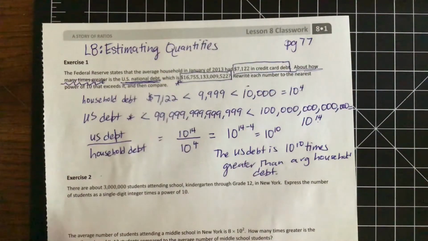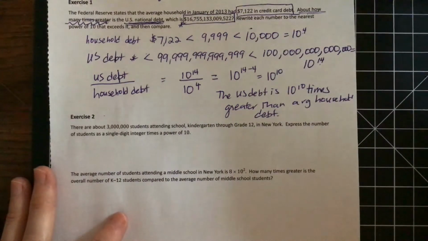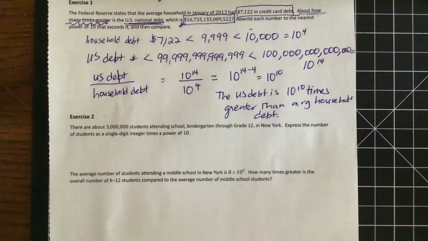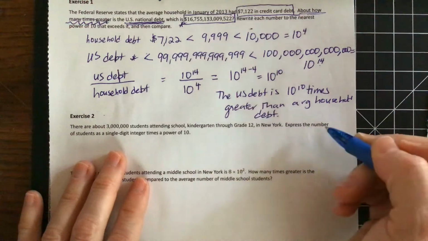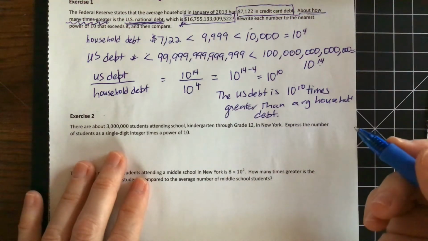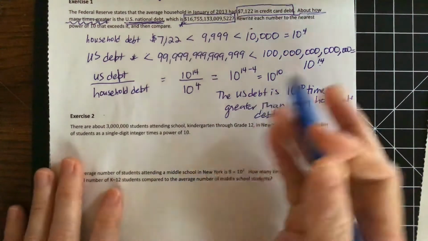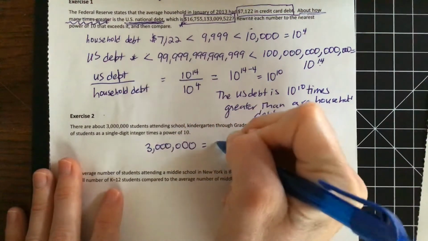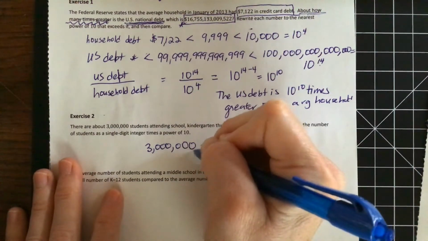All right, and the next one is exercise 2. And for exercise 2, we are given smaller numbers, so that's nice. So they're still big, but they're smaller than the trillions. There are about 3 million students attending school kindergarten through grade 12 in New York. Express the number of students as a single-digit integer times a power of 10. So we have 3 million is equal to 3 times 10 to the 6, right?